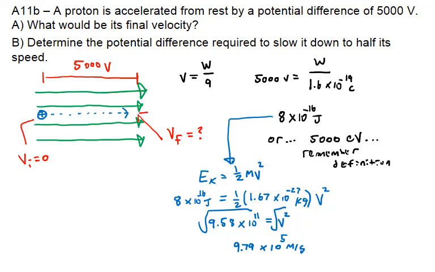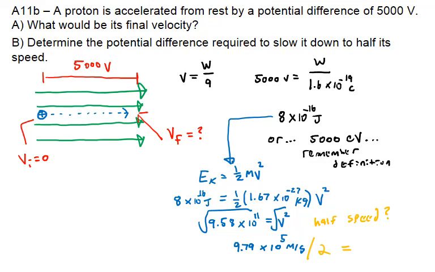So what we now want to find in part B is, okay, let's say that we shut off the electric field, and it's going at this velocity, and we want to set up a field opposing the motion, going against the motion, to slow it down to half its speed. And we want to figure out how much voltage it'll take to do that. So I'm going to have you try to figure that out as well. So go ahead and pause the clip and give that a try, and when you're ready to check, you can hit play to continue.